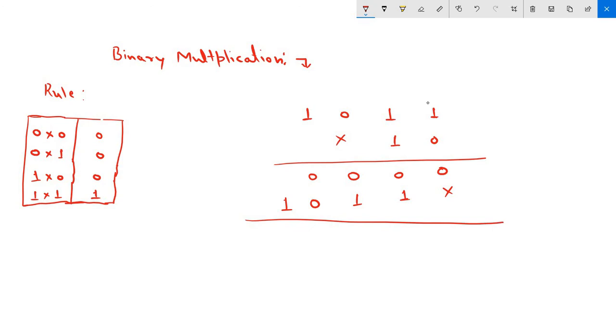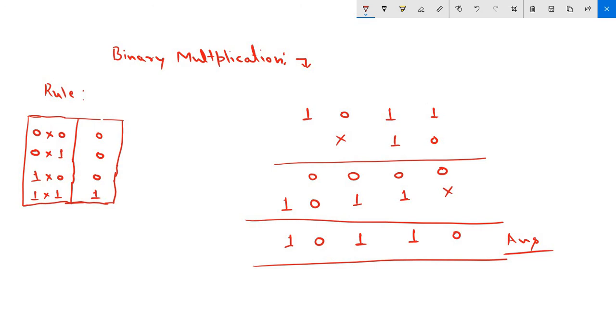Now you can add these numbers. As you know, according to the binary addition rule, 0 plus 0 is 0. 0 plus 1 is 1. 0 plus 1 is 1. 0 plus 0 is 0. And 0 plus 1 is 1. So this is the answer of binary multiplication.